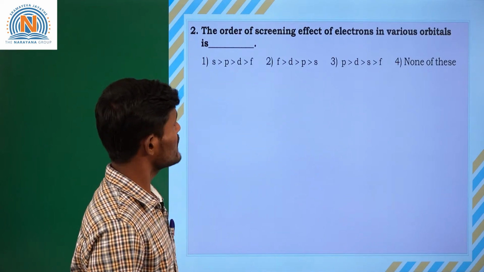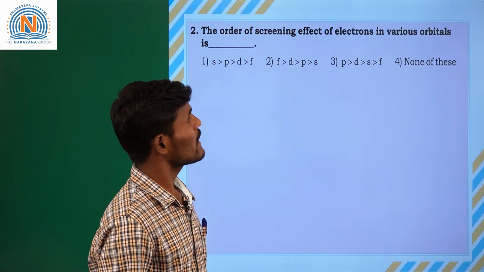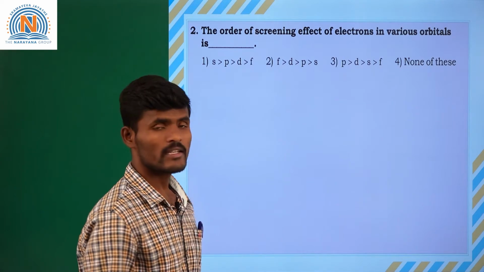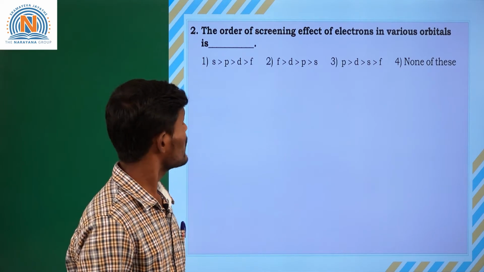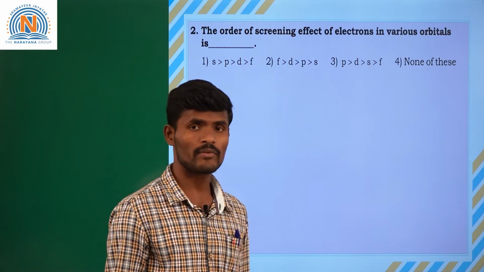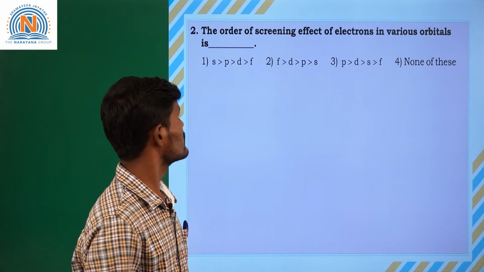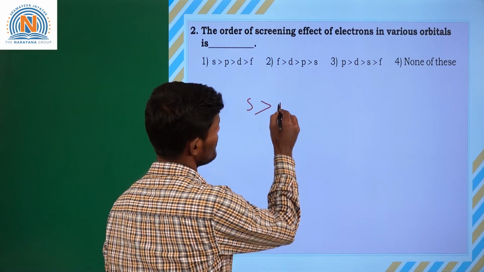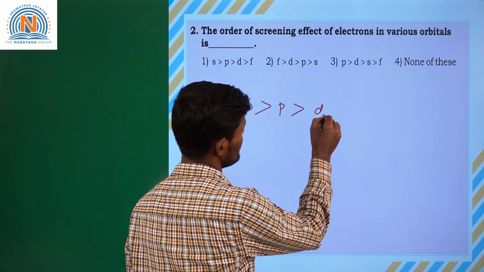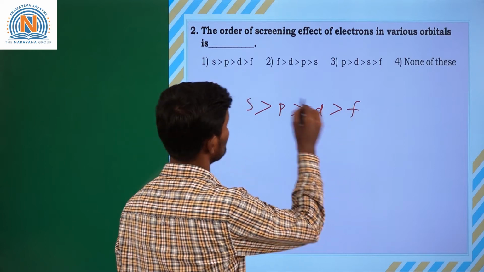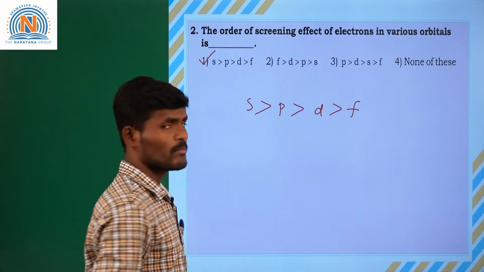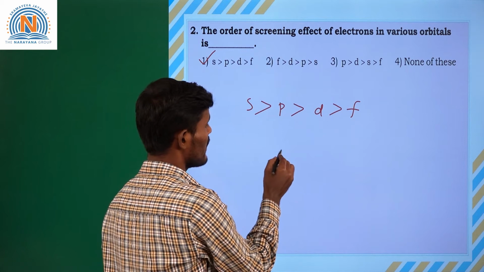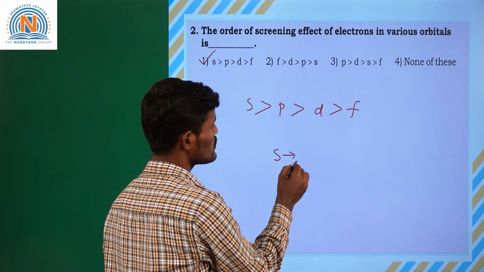The order of screening effect of electrons in various orbitals is. The order of screening effect of various orbitals is S greater than P greater than D greater than F. So the answer is the first option, because the s orbital is very close to the nucleus.